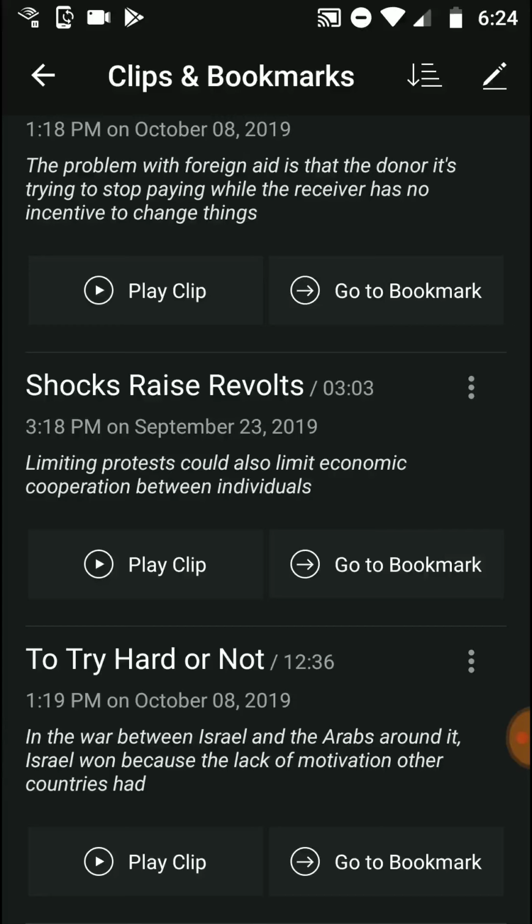In the war between Israel and the Arabs around it, Israel won because of the lack of motivation the other countries had. Some people think Israel was so successful for many different reasons, but one of the main reasons, according to the author, is that the other countries just didn't have the right incentives. They were not as eager to win as Israel was. So that's it for notes.